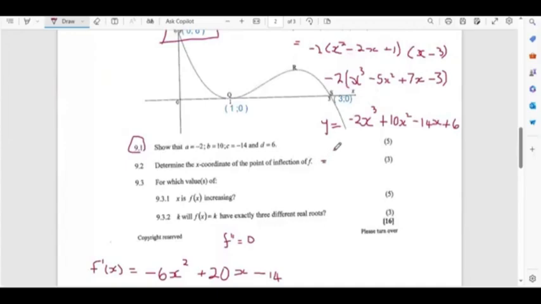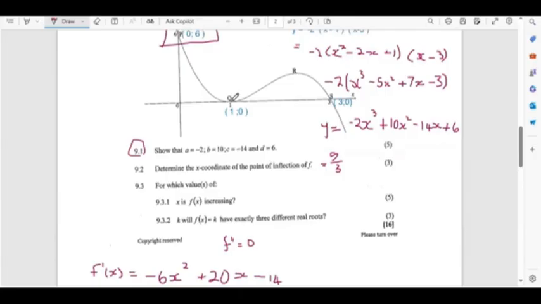So basically, here's 5 over 3. Now, for which values, 9.3 says, for which values of x is f of x increasing, all right? Now, whenever we are determining values of x whereby our graph is increasing, we need to make reference to our stationary points. We need to determine our lowest turning point as well as our highest turning point, then make our answer in terms of those points, right? Now, let me show you how we're going to go about doing that.